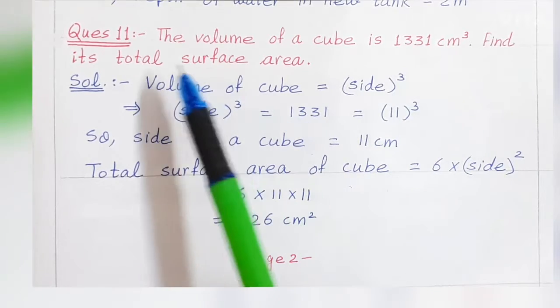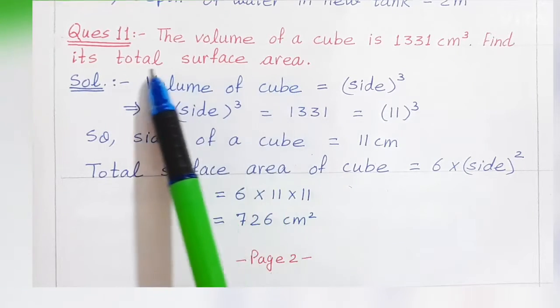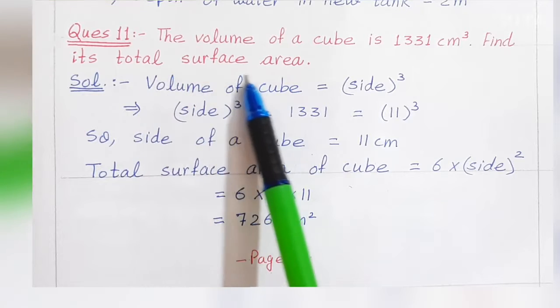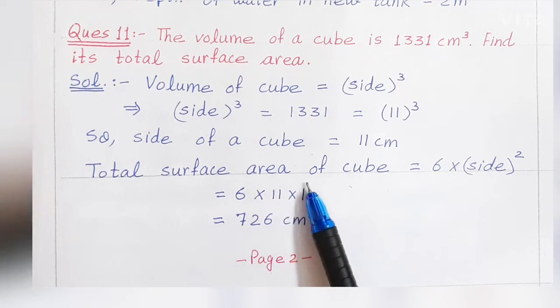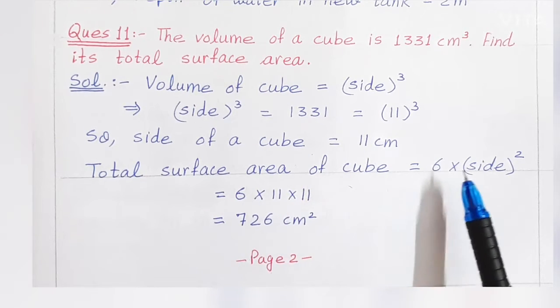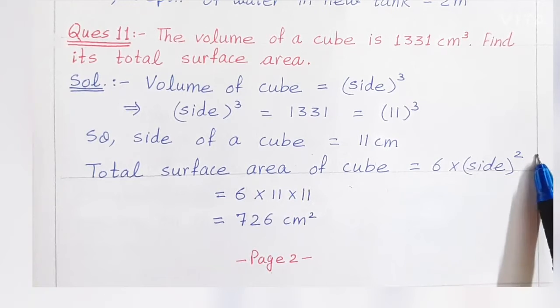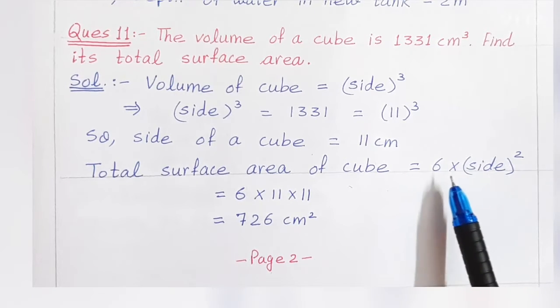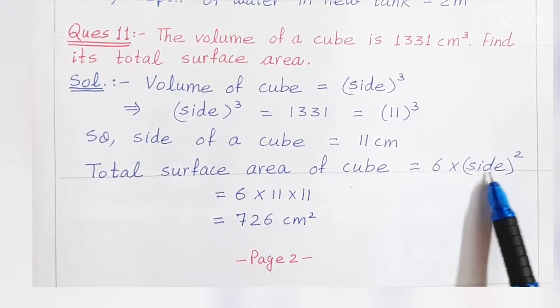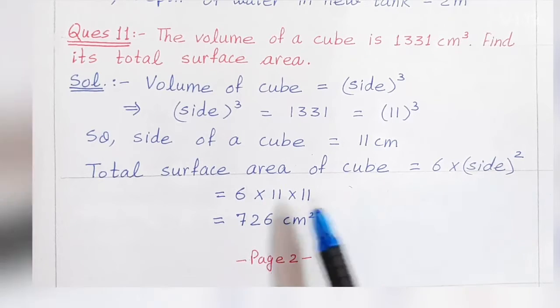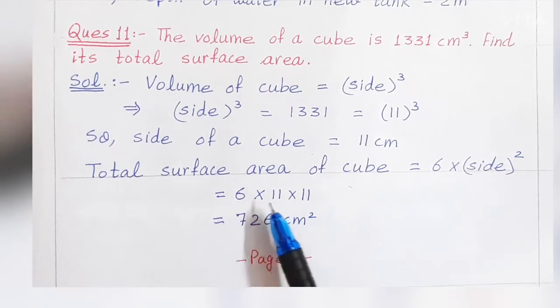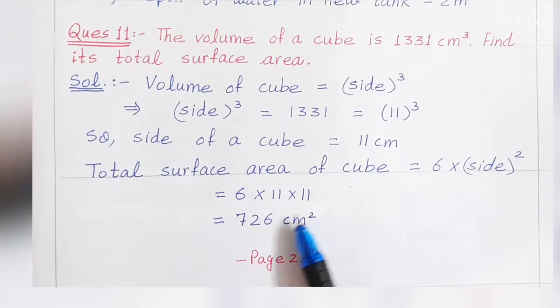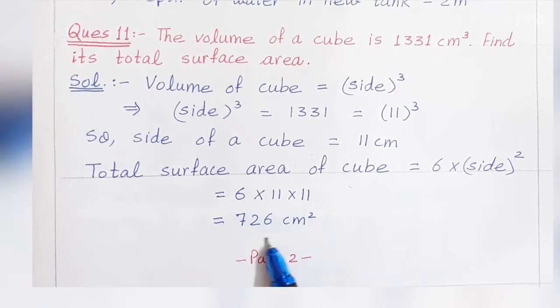Now we have to find the total surface area. Now the formula for total surface area is 6 into side square, that is 6 into side into side. So 6 into 11 into 11, that is equal to 726 centimeter square. I hope it is clear to everyone now.